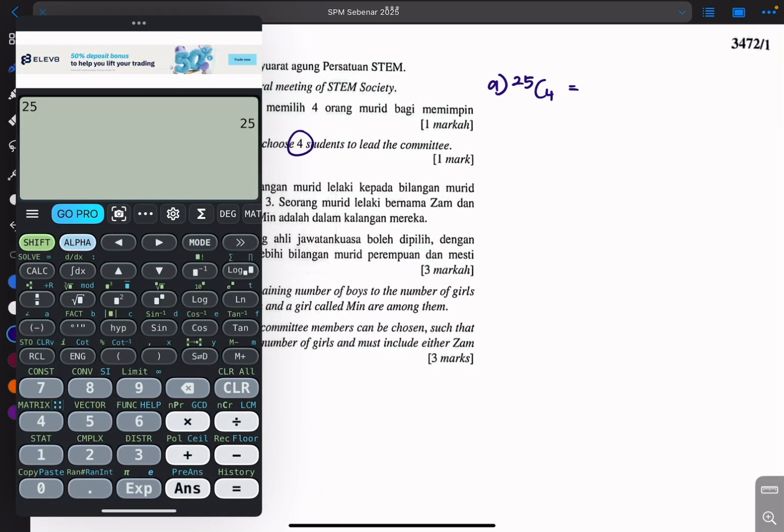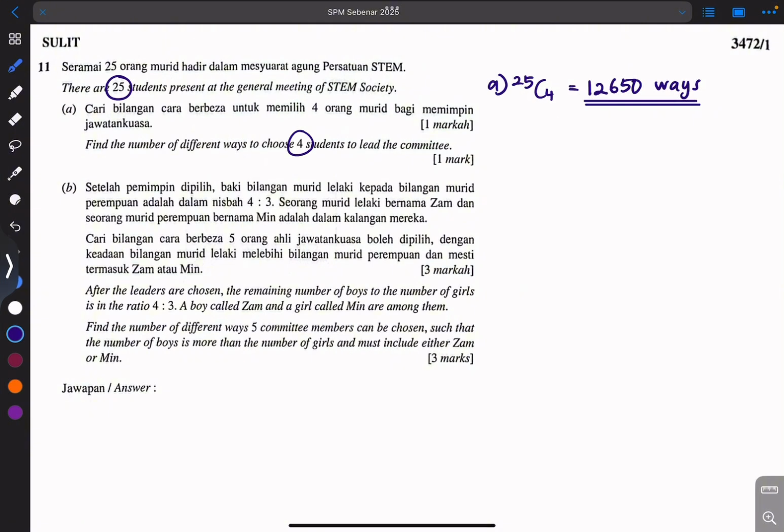25C4. 12,650 ways. So there are this many ways to choose the 4 people. Okay. B.